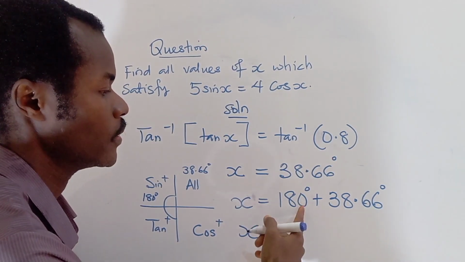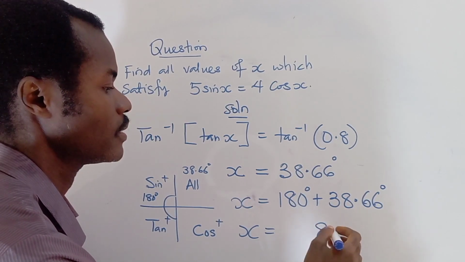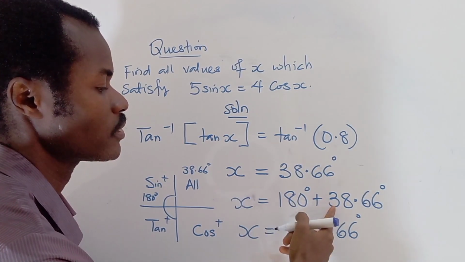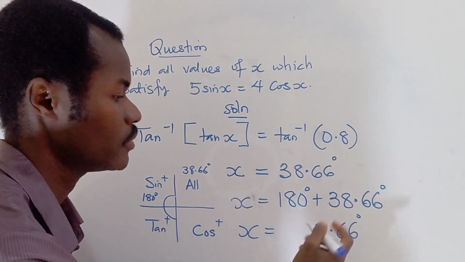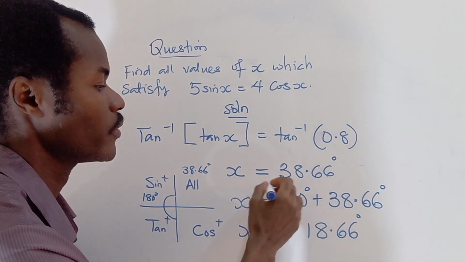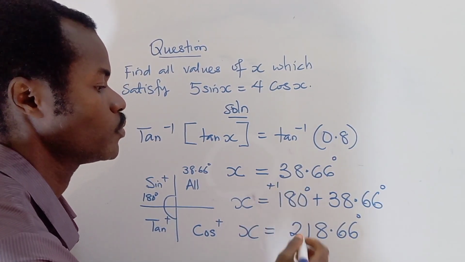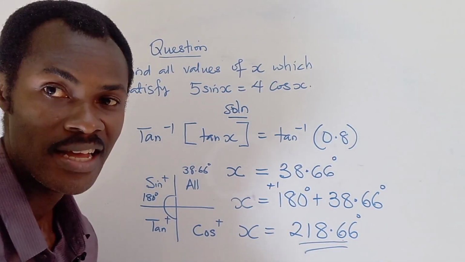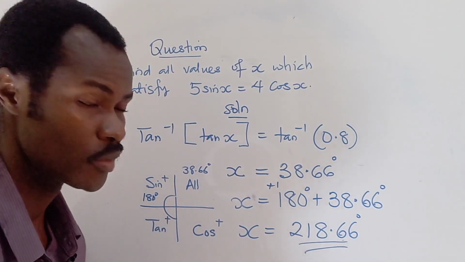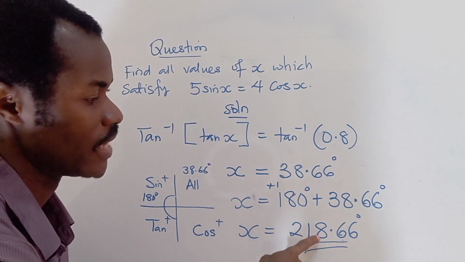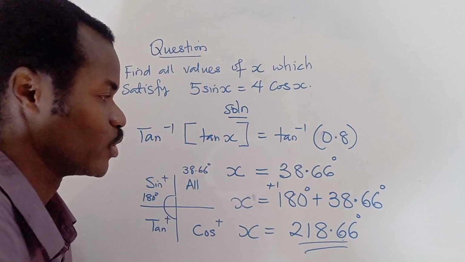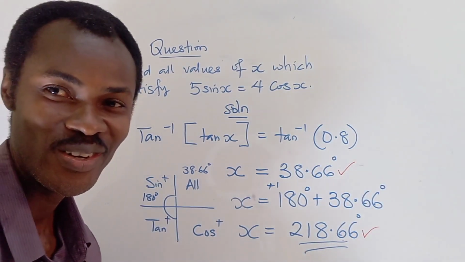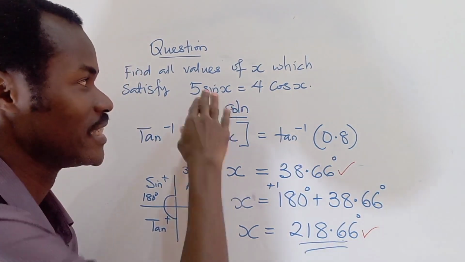0 plus 8 is 8, and we have 0.66 there. Now 8 plus 3 is 11, so we have 1, carry 1. 1 plus 1 is 2. So the other value that also satisfies this according to the quadrant rule is 218.66 degrees. So this and this give us the values of x that satisfy this equation.